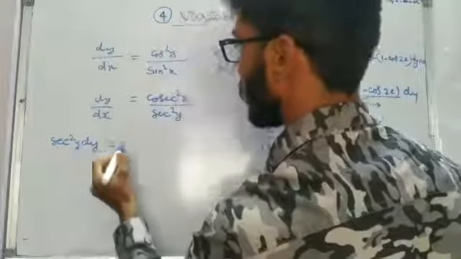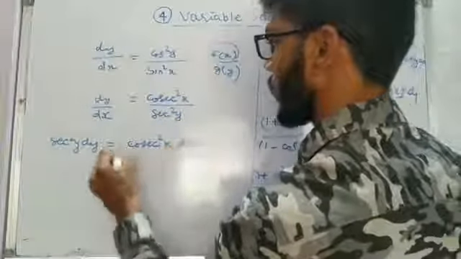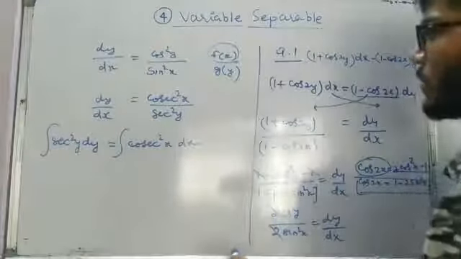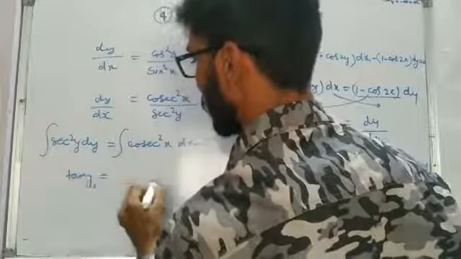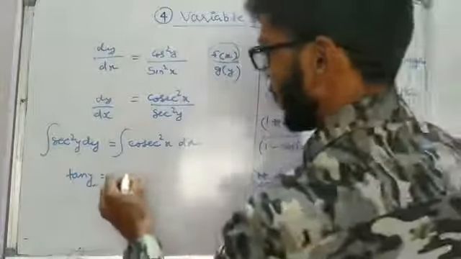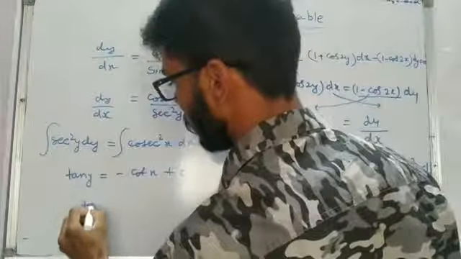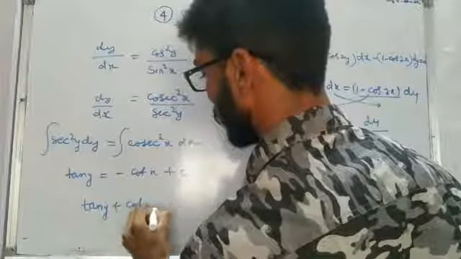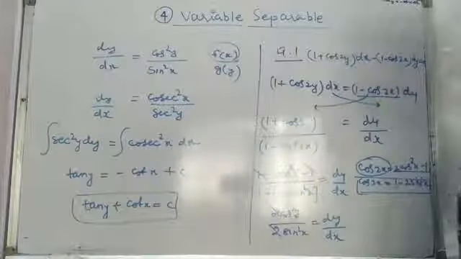So we are going to get sec square y dy is equal to cosec square x dx, and now we can do the integration on both the sides. Integration of sec square y is going to be tan y is equal to, and integration of cosec square x will be minus cot x plus c. So the solution for our question will be tan y plus cot x is equal to c. As I said, this is going to be straightforward.